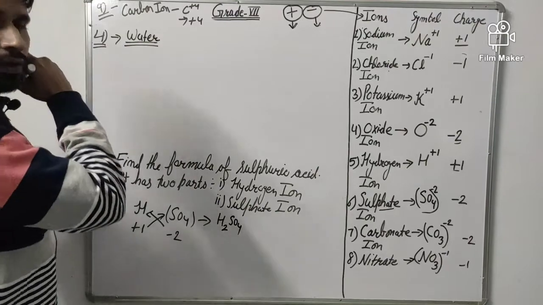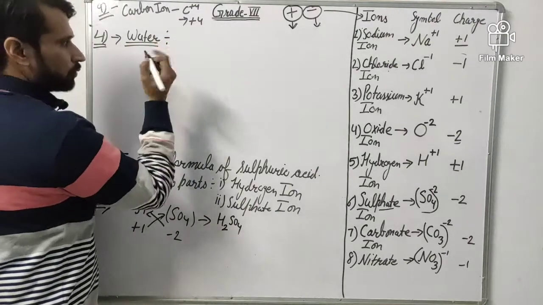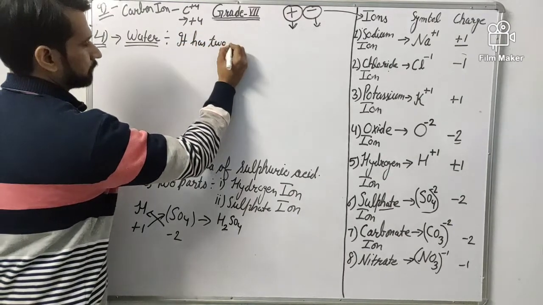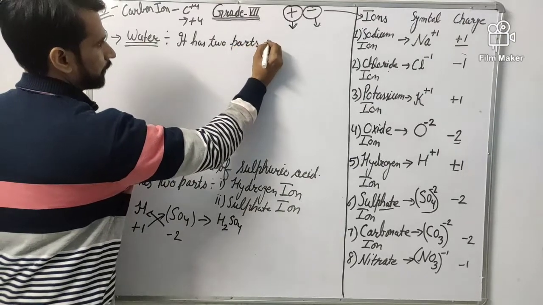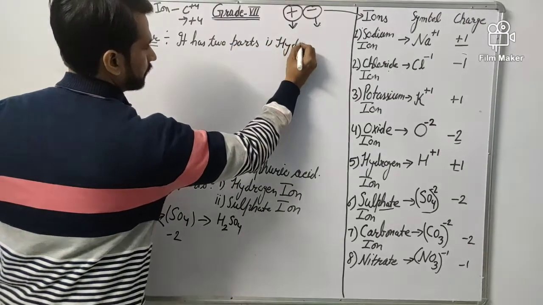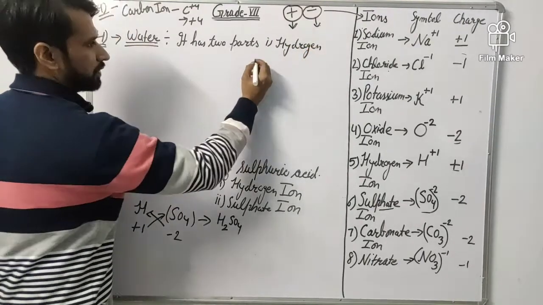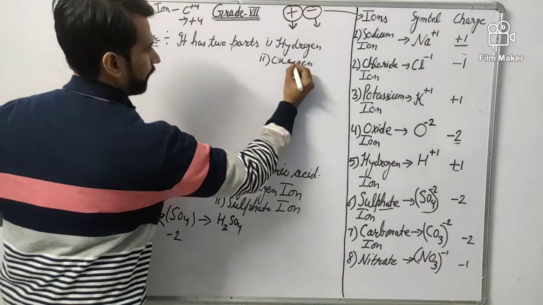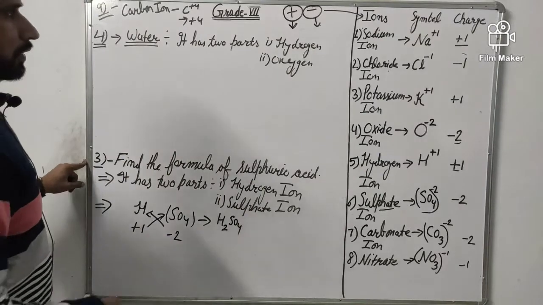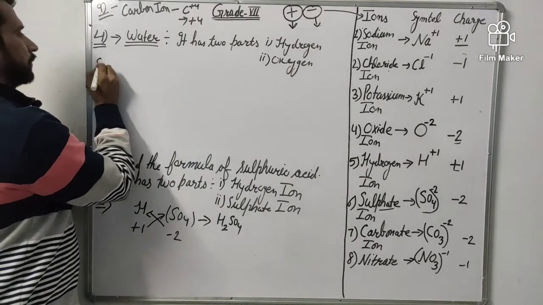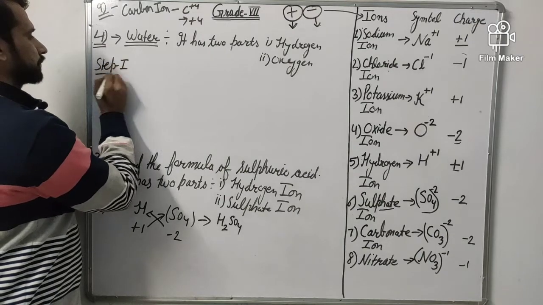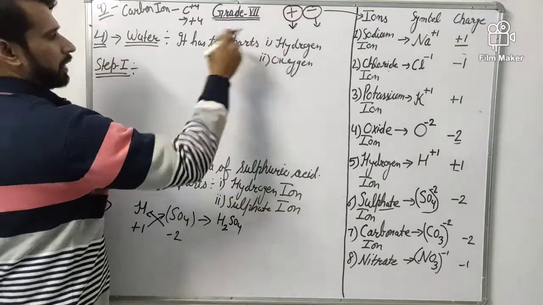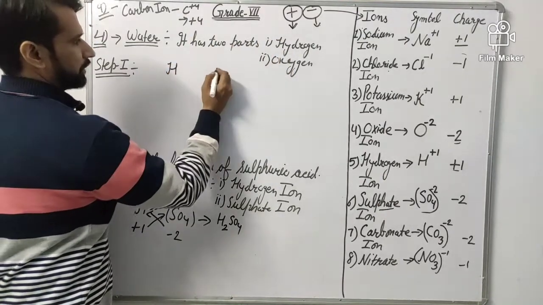Water is also called aqua. Okay, so it also has two parts. One is hydrogen, and the second is oxygen. Water is made up of two elements, hydrogen and oxygen. Now try to write the formula of water. Step number 1: you know that water has two elements, hydrogen and oxygen. Hydrogen has symbol H, oxygen has symbol O.